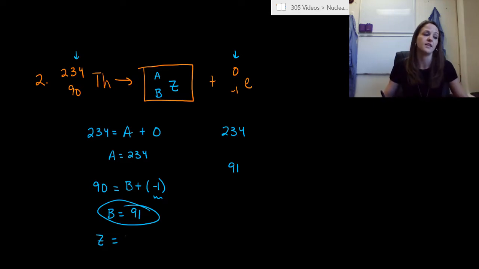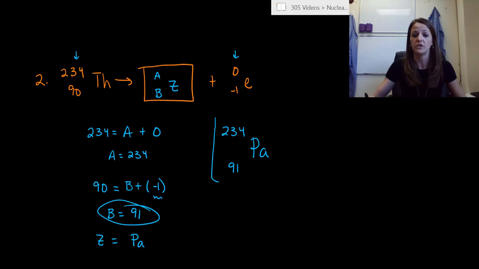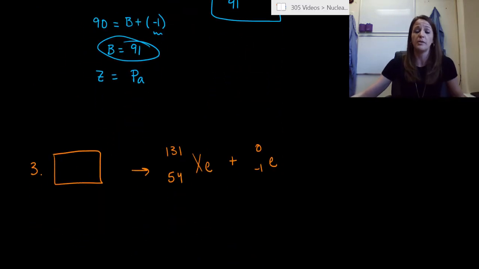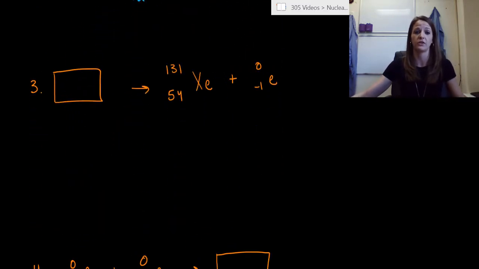And the only one that has 91 protons is called protactinium. It's a beautiful, beautiful element name, but the symbol is Pa. And so to do this properly, all you would have to do is come up with this answer here. So protactinium-234 is the correct answer. Let's try something that might be a little bit more challenging, but maybe not. Depends on if you're understanding this.